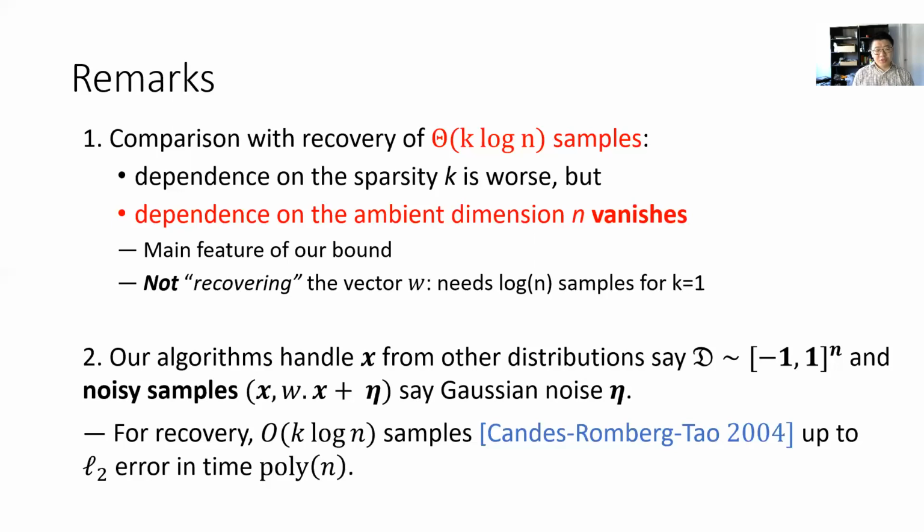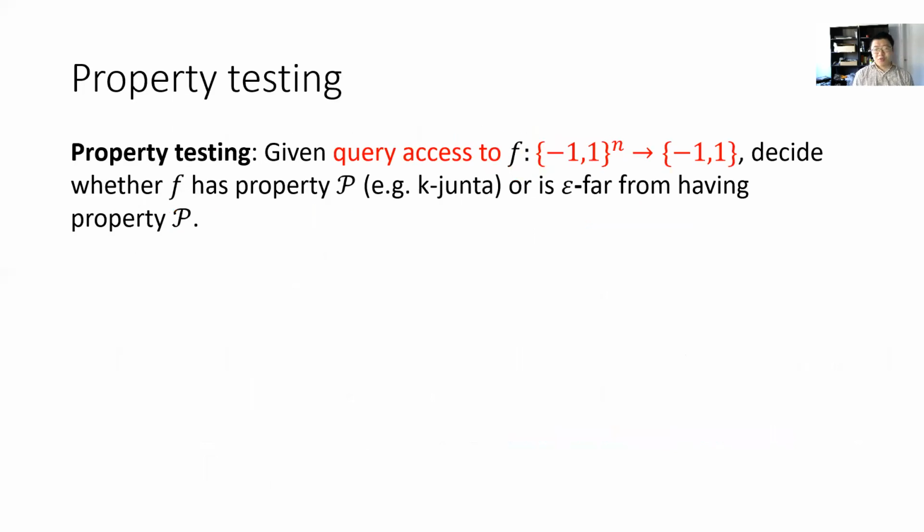So before I formally state our results, let me review some previous work. Our work is inspired by the algorithmic considerations from property testing. Let me recap the standard model of property testing. Given query access to a Boolean function f, the goal is to decide whether f has a fixed property P or is far away from that property. There is a long line of research on property testing. A notable example is junta testing, which is an analog of sparsity for Boolean functions.